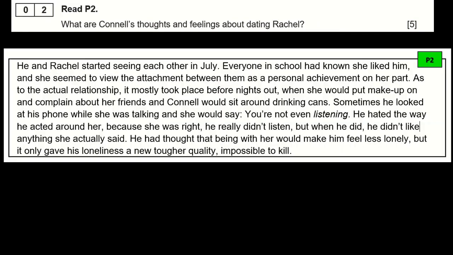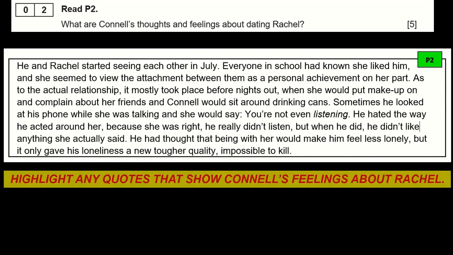Let's read it through. He and Rachel started seeing each other in July. Everyone in school had known she liked him, and she seemed to view the attachment between them as a personal achievement on her part. As to the actual relationship, it mostly took place before nights out, when she would put makeup on and complain about her friends, and Connell would sit around drinking cans. Sometimes he looked at his phone while she was talking, and she would say, "You're not even listening." He hated the way he acted around her because she was right. He really didn't listen, and when he did, he didn't like anything she actually said. He had thought that being with her would make him feel less lonely, but it only gave his loneliness a new, tougher quality. Impossible to kill.